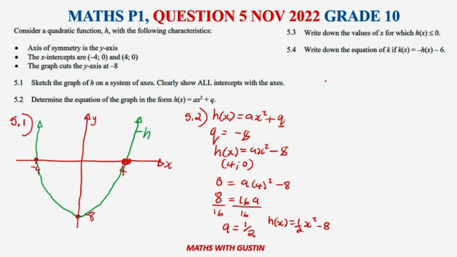Let's come here now. 5.3 says: write down the values of x for which h of x is less than 0. What are the values of x for which h of x is less than 0? Where the graph is less than 0. Okay, where are those places? It's when x is greater than or equal to -4, and also where x is less than or equal to 4. It is just on the x-intercepts, guys. There's no trick about that.